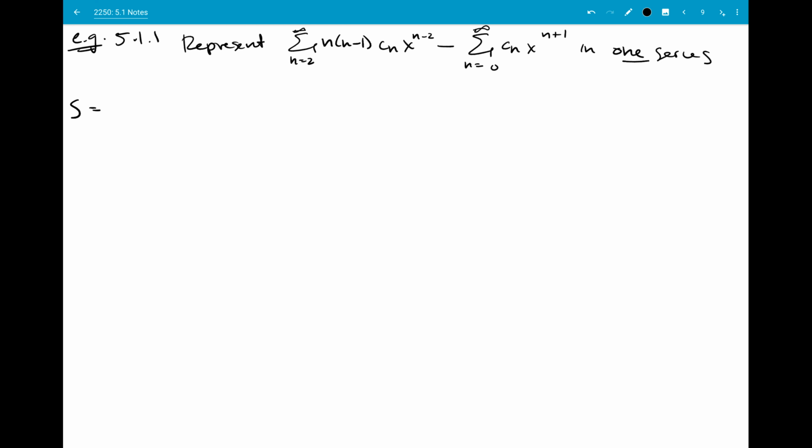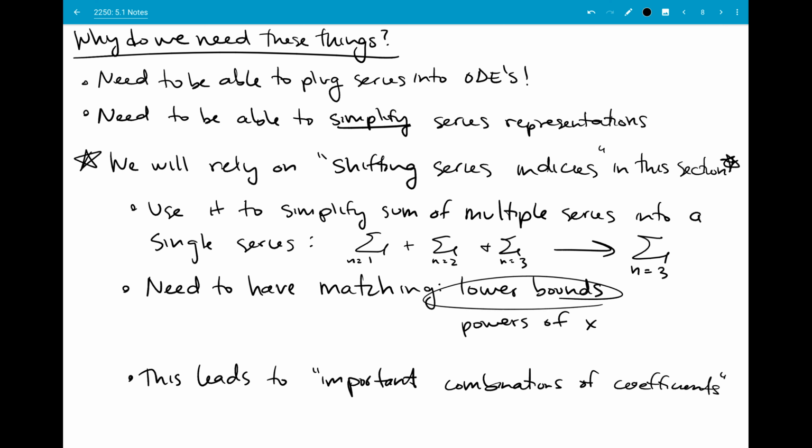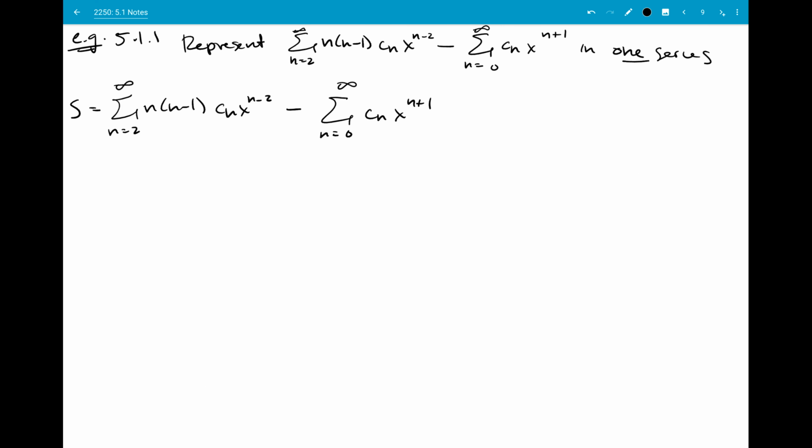So I'm going to call our series just capital S. It's the sum from n equals 2 to infinity of n times n minus 1 times cn x to the n minus 2, minus the sum from n equals 0 to infinity of cn x to the n plus 1. And I told you that the two things that have to happen are that we have the same lower bounds and the same powers of x. So let's do the lower bounds first. We want to move these so they have the same lower bounds. Let's have them meet somewhere in the middle.